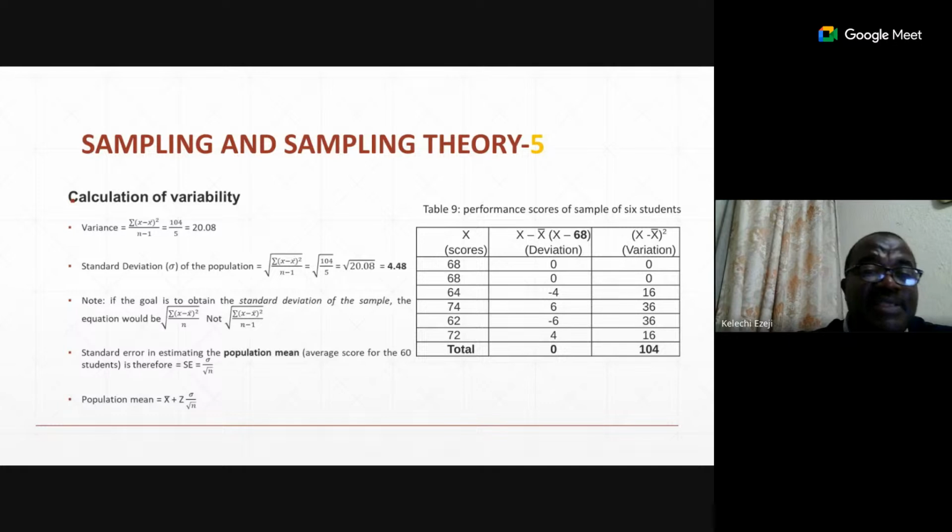Okay, so variability is the measure of how much the scores differ from the mean. We have taken six people, we take their scores, and we have 68, 68, 64, 74, 62, 72. I'm not sure we've calculated that on the screen there, but if you look at the scores on the first column of that table, the mean will be 68 as the average. Okay, so we use that to calculate variability. And now variability is the measure of how much the scores differ from the mean.